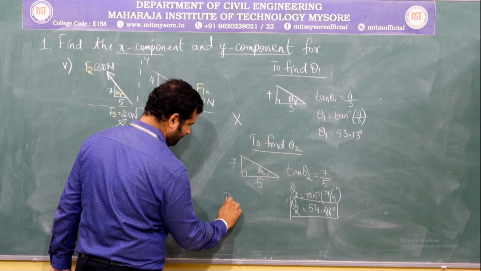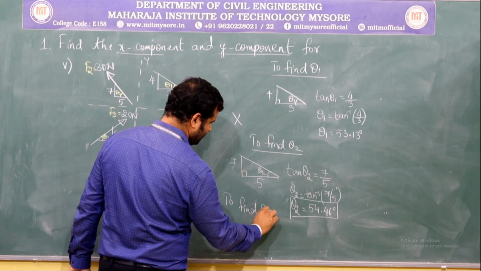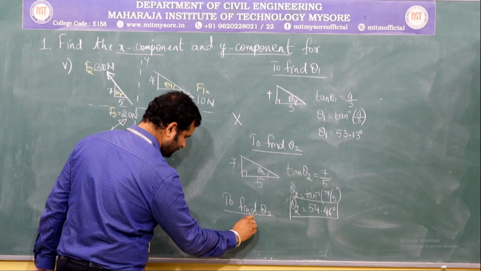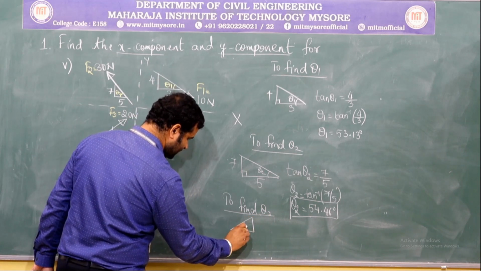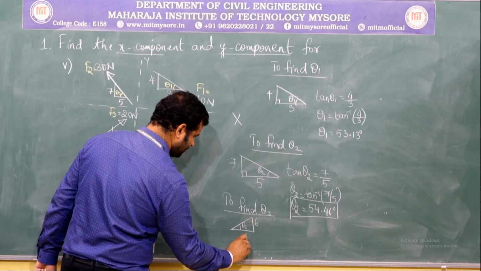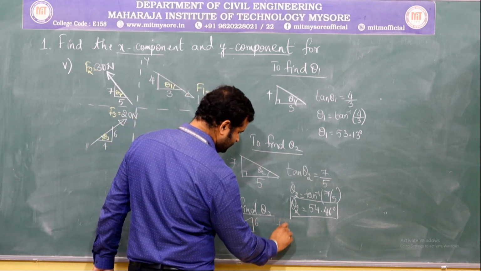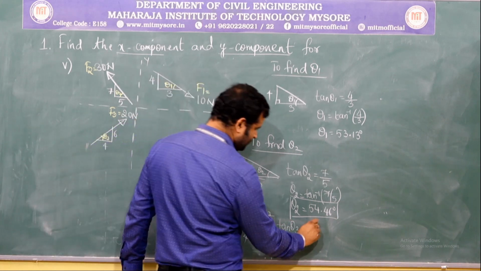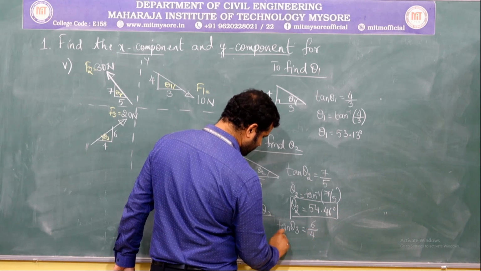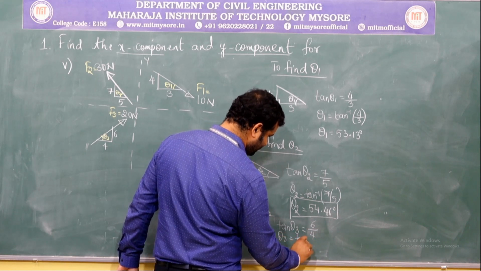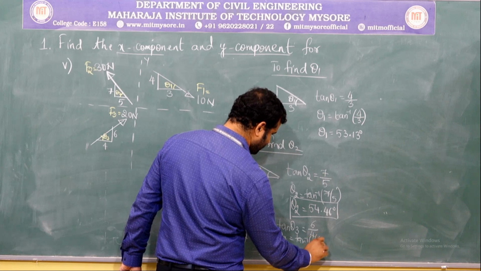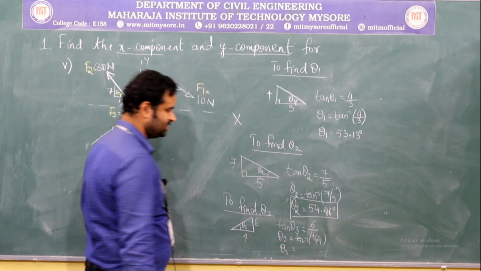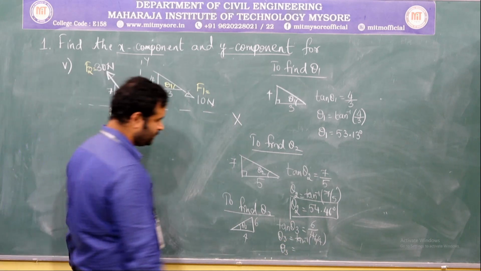To find theta 3, let me consider the right angle triangle. This is theta 3 and this is 6 units and 4 units. So, I can use tan of theta 3 is equal to opposite by adjacent, 6 by 4, or theta 3 is equal to tan inverse of 6 by 4, which is equal to 56.3 degrees.